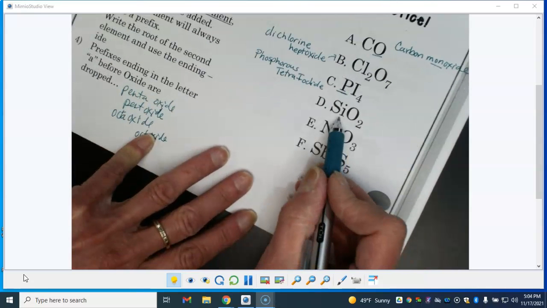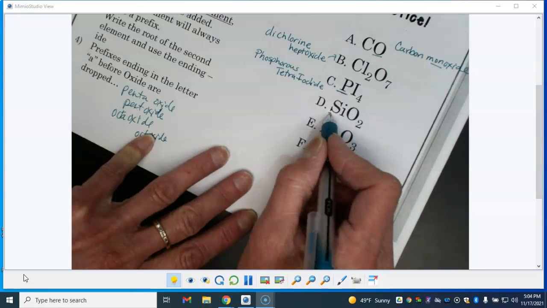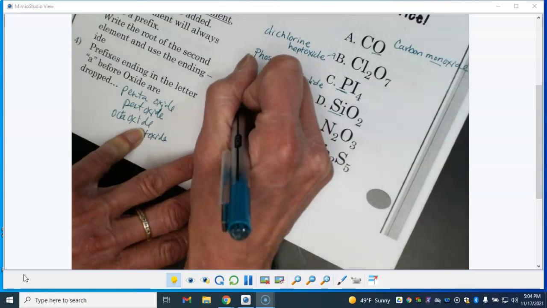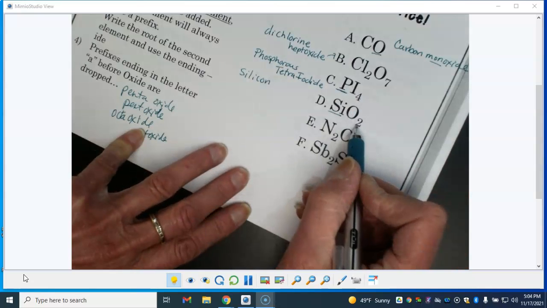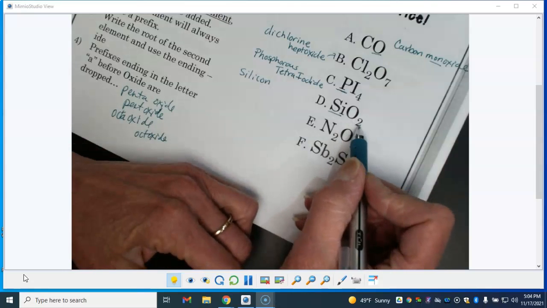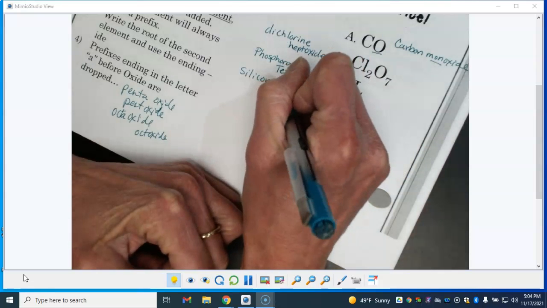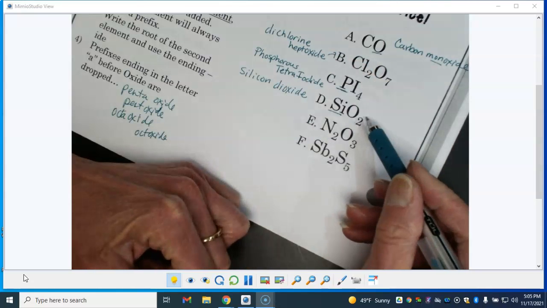Our next compound, SiO2. So my first element does not have a subscript, so I only have one of them. So I'm going to outright name it. It's going to be silicon. I look at my second element, it's oxygen. I drop the ending and make it IDE, but I have two of them, so I have to add my prefix. That means two, and that would be di, so it will be dioxide, silicon dioxide. That's the main ingredient in glass.